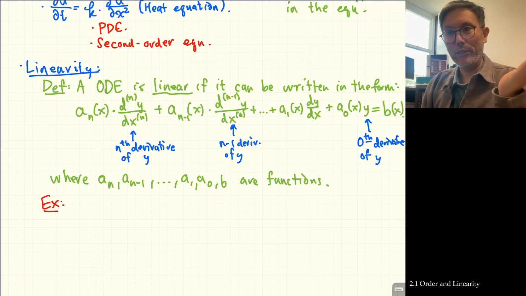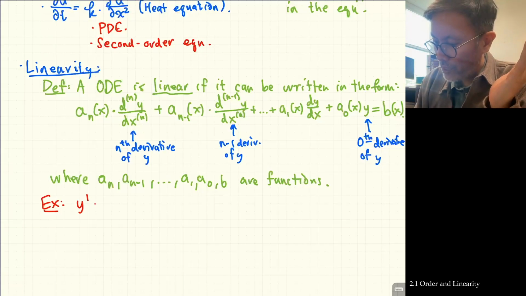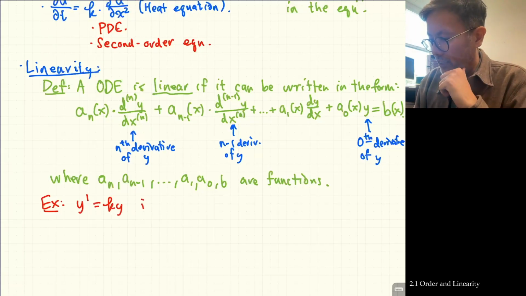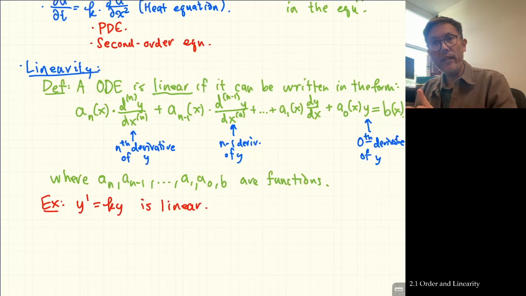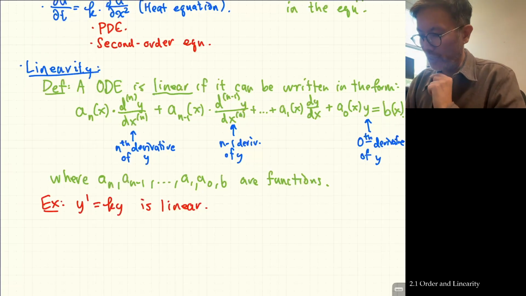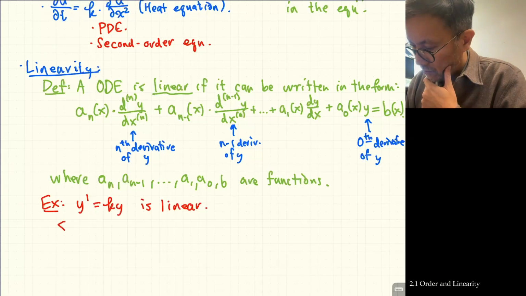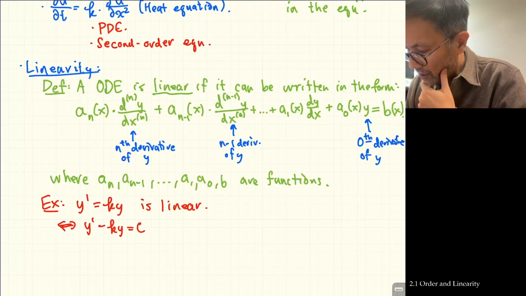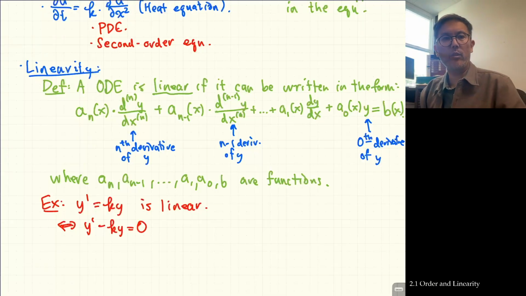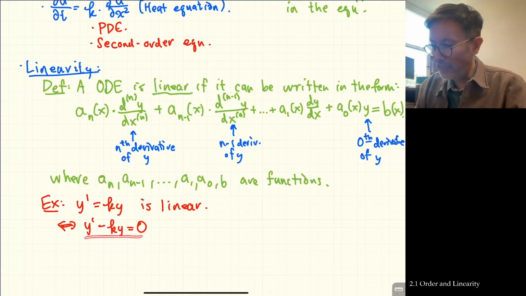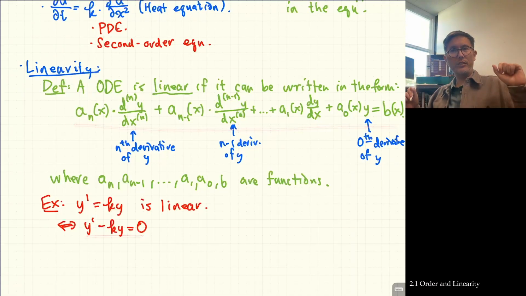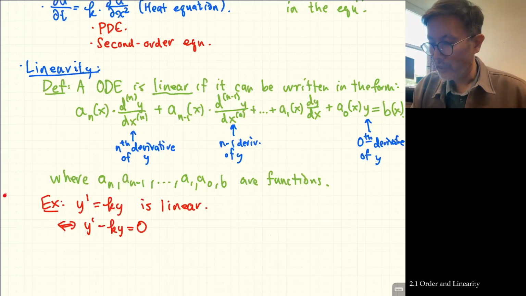So here's a great example. y prime equals ky is linear. This is the exponential growth equation. Why? Because we can subtract ky from both sides and get this equation, totally equivalent. All I've done is subtract ky from both sides. This is totally equivalent, but now this has this form. Do you believe me? You should.